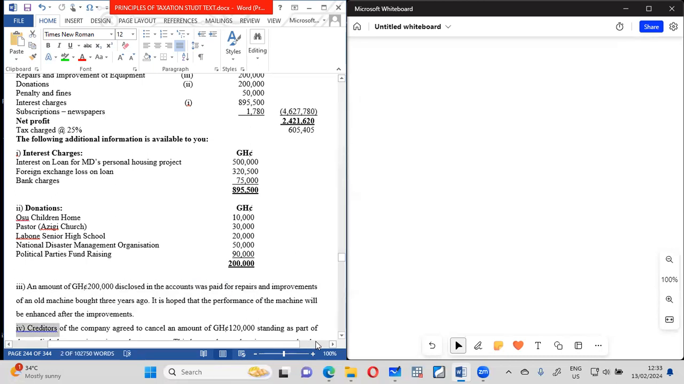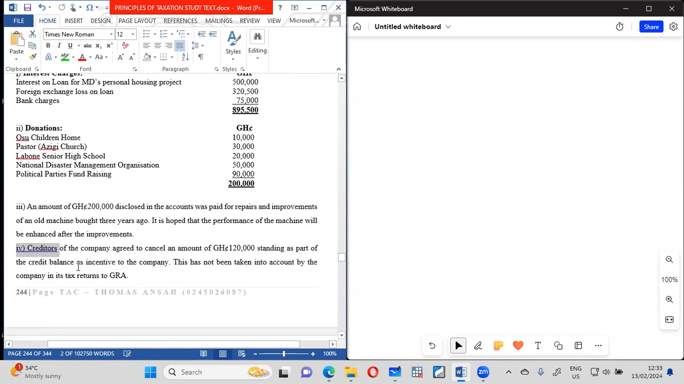Creditors of the company agreed to cancel an amount of 120,000 standing as part of credit balance as an incentive to the company. And it says that this has not been taken into account in the GRA tax return. The amount is 120,000. Meaning that the company owed some people, and those people have decided to give the money free of charge back to the company as an incentive. So that is some kind of money that you are getting.